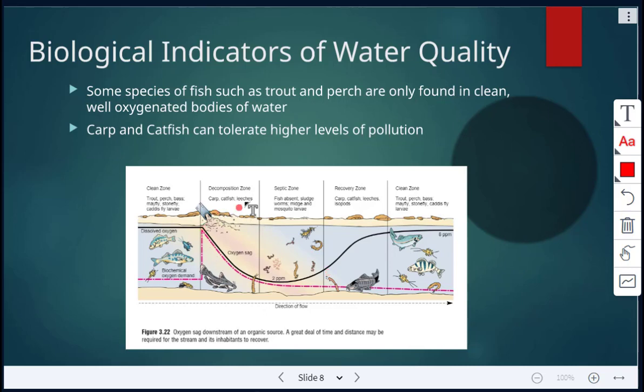Carp and catfish, as we see here and here, can, however, tolerate higher levels of pollution. So it takes a great deal of time and distance for that body of water and the inhabitants and the organisms in that body of water to recover.